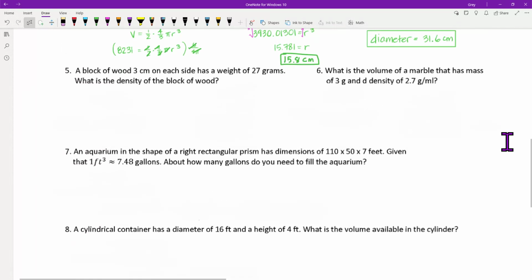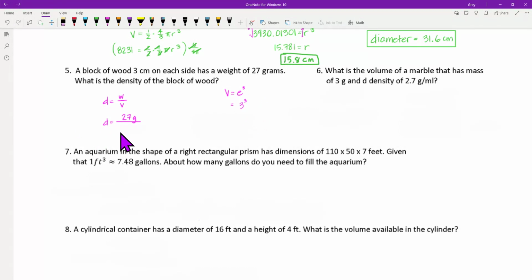All right, my formula for density is weight over volume, weight divided by volume. So in this case, I know the weight is 27 grams. So if I plug that in, 27 grams, what's my volume? Well, it is a block of wood that's got the same dimensions on every side. So that's a cube. Volume of a cube is just edge cubed.